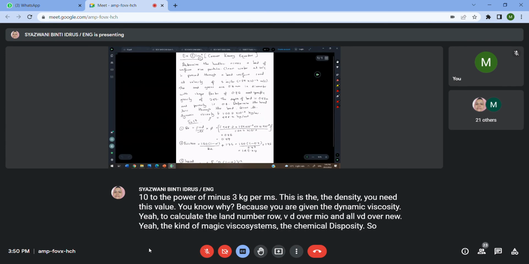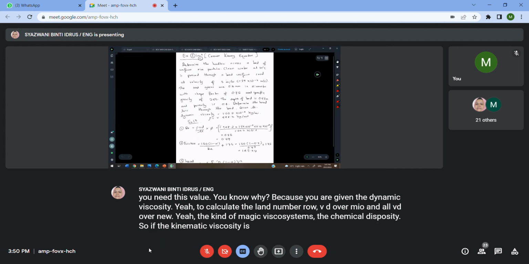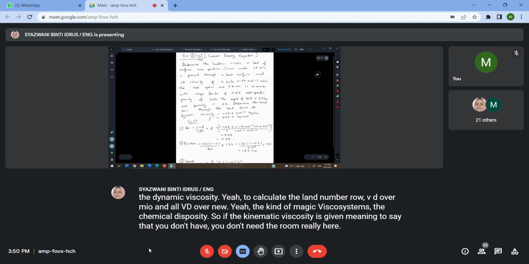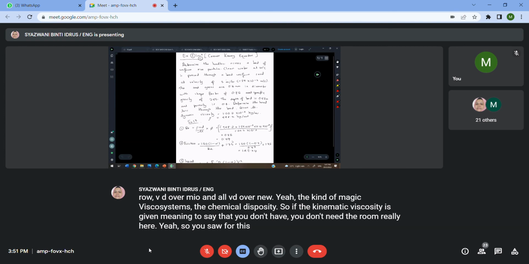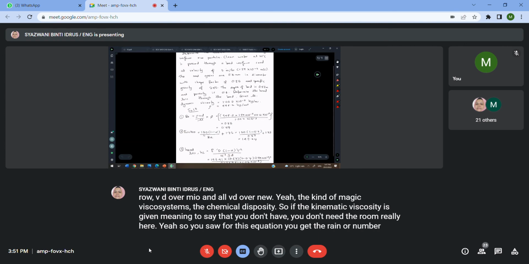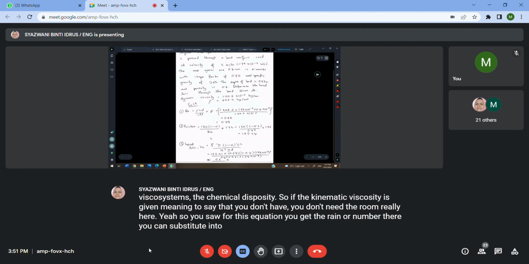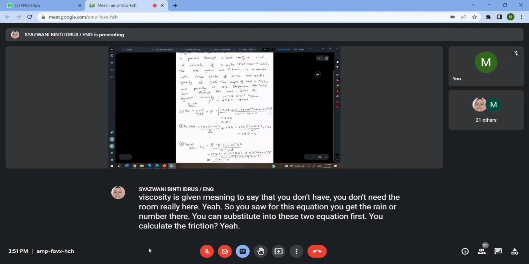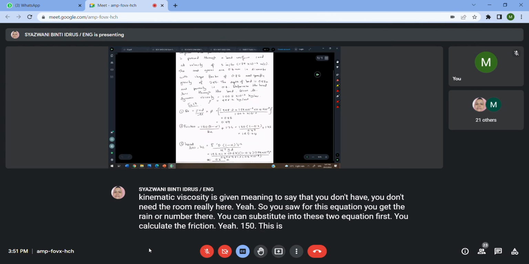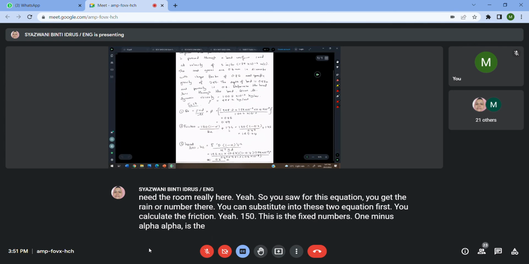So if the kinematic viscosity is given, meaning you don't need the rho value here. So you solve this equation, you will get the Reynolds number. Then you can substitute into these two equations. First, you calculate the friction. 150, this is the fixed number. 1 minus alpha, plus 175 over Reynolds number.